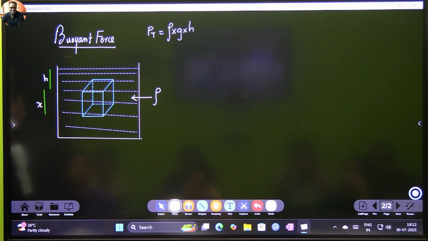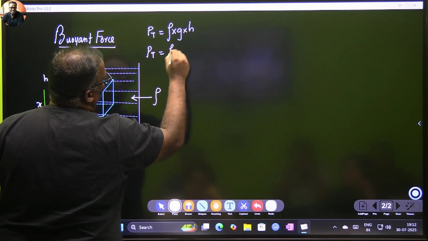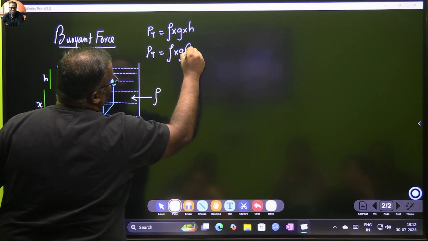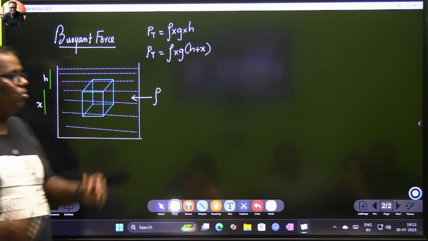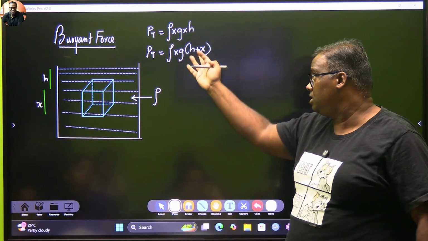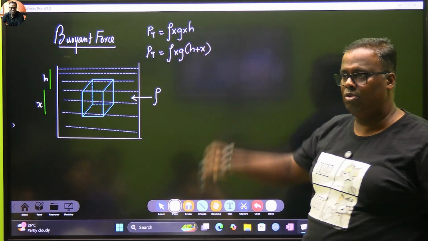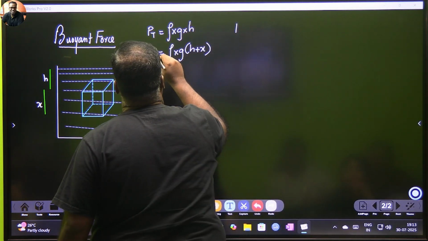Agreed? The pressure at the bottom surface is given by how much? Rho into g into h plus x. Do you agree or not? Now, which pressure is more? Obviously, the bottom pressure is more. It is h plus x. So this product will be more. So the pressure, sorry, this should be written as bottom, PB.